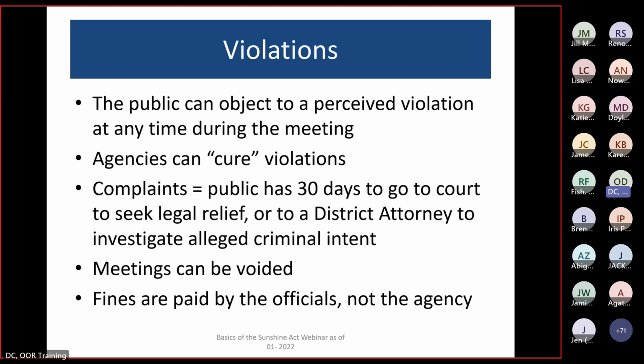Violations. Let's talk about this quickly. During a public meeting, it is acceptable for a member of the public to bring to the board's attention a perceived violation of the Sunshine Act. Meaning I can be at a public meeting and I can stand up and can be completely within order and say, I believe you are currently violating the Sunshine Act because, and then I sit down and I can do that. I am not out of order.